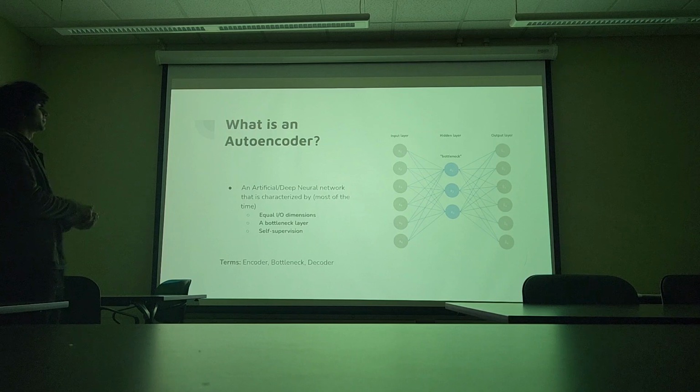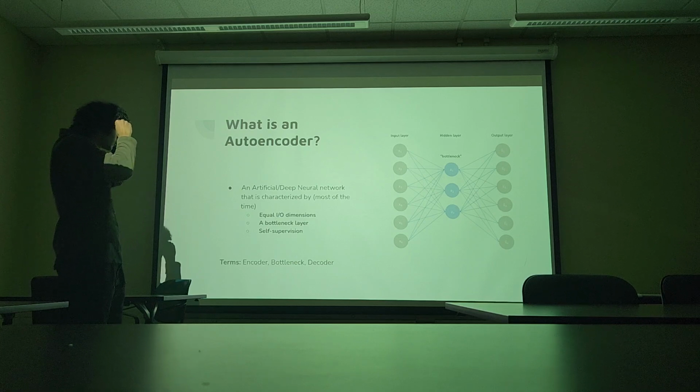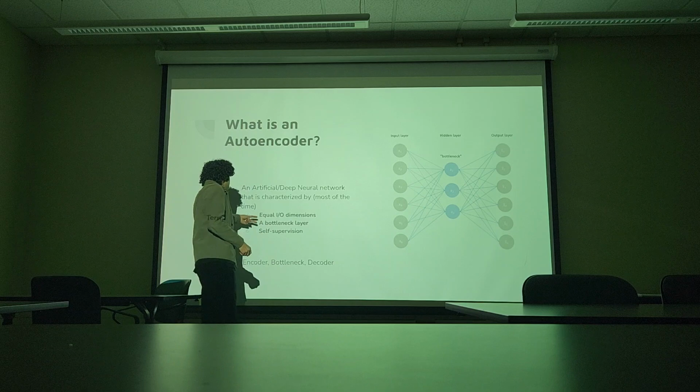There's immediately a big difference you can see: the input and output layers have the exact same dimensions, which is important for how we're going to actually use this neural network. This is a neural network characterized by, most of the time, equal input and output dimensions, a bottleneck layer which is smaller than the input and output dimensions, and it learns through self-supervision.